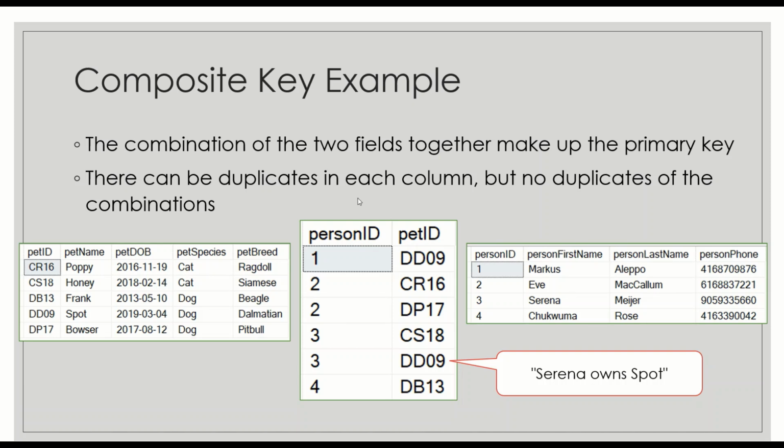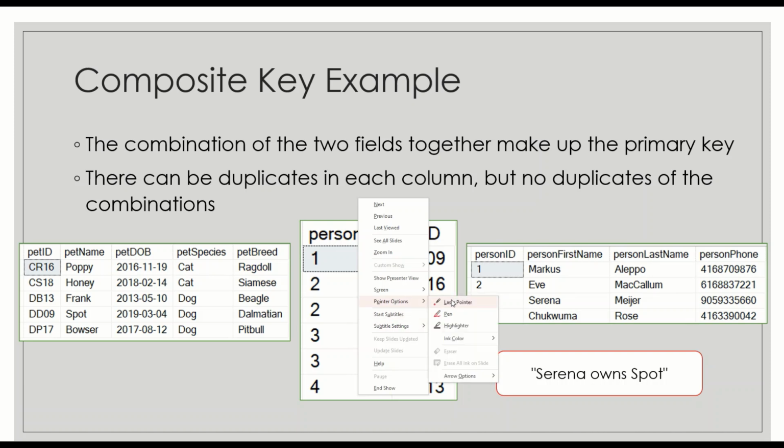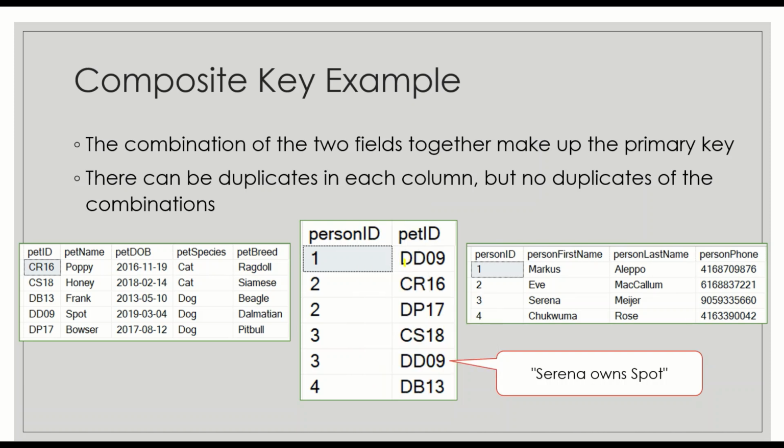The key is made up of both together. So it's okay to have duplicates here as long as we don't have duplicates there. And it's okay to have duplicates over here as long as we don't have duplicates in this column as well. So it's the combination of the person ID and the pet ID together that would need to be unique. And that's how it works when you have a composite key.